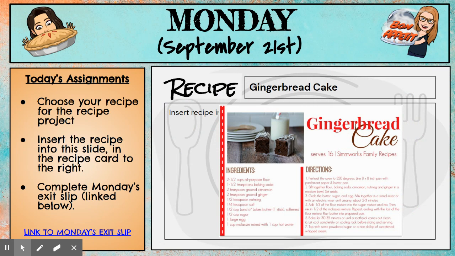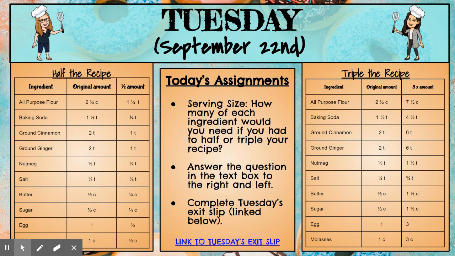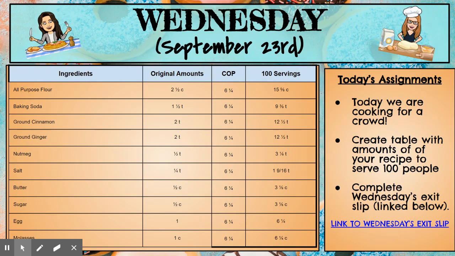On Monday, you found your recipe. We found gingerbread cake. I hope you found something yummy. On Tuesday, we found what you would do if you wanted to half the recipe and what you would do if you wanted to triple the recipe. If you haven't done this yet, go back and look at Tuesday's video and do that. And on Wednesday, we served a crowd of 100 people.